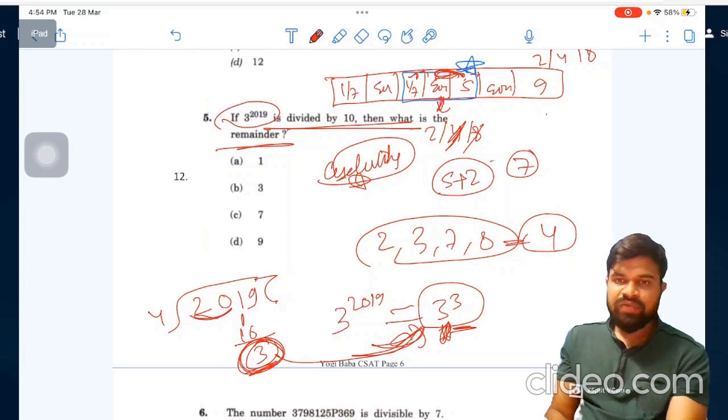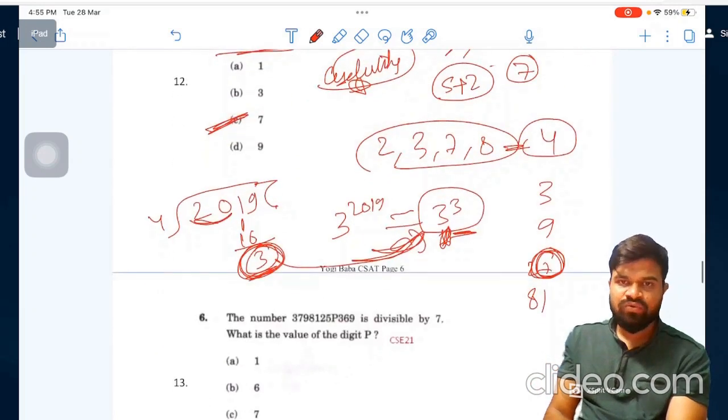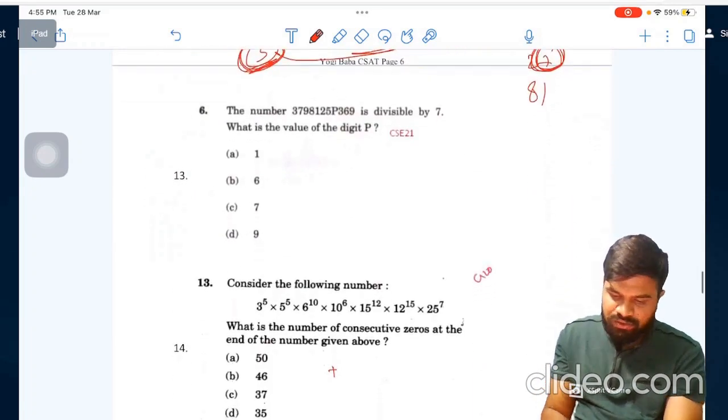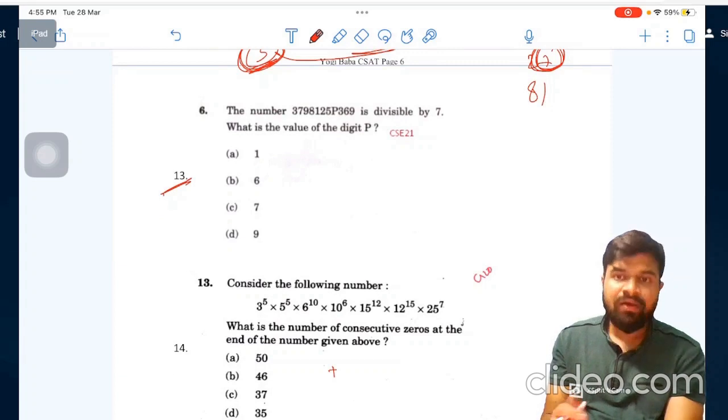And how to do that? It's very easy. Just remember the initial powers like 3, 9, 27, and 81. For 3 to the power of 3, the unit place is 7. So 7 will be the answer. So just remember these basic powers for the numbers 2, 3, 7, and 8, and these will be the questions that will be asked. This question 13 was done based on what I've told you.